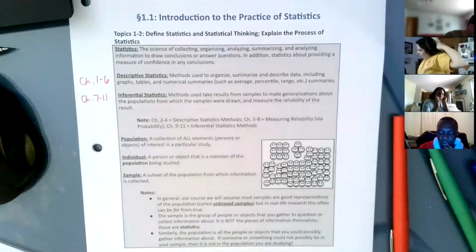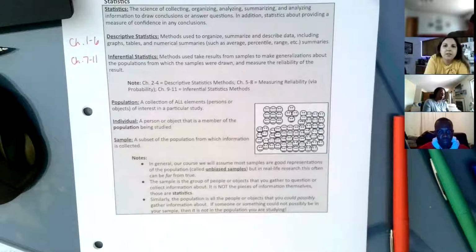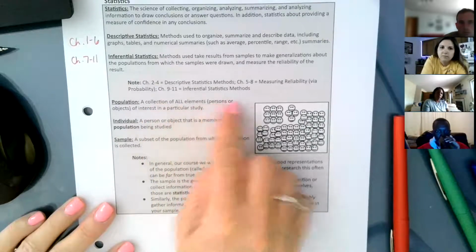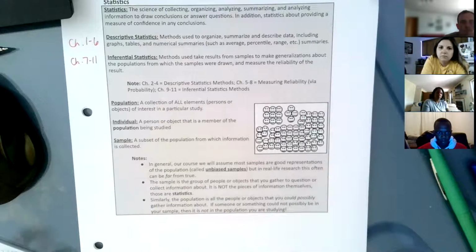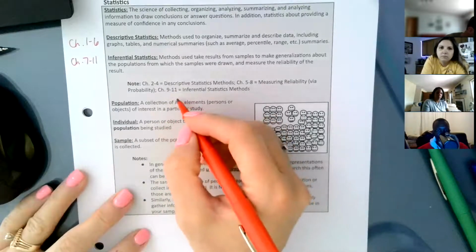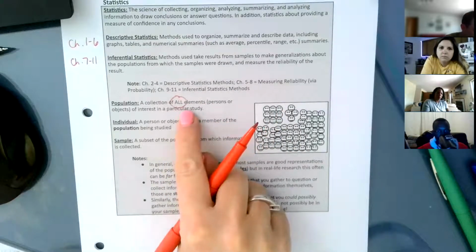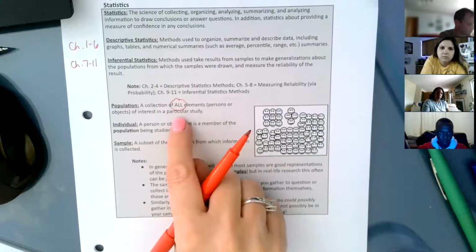So you're probably wondering, whoa, what is a population and what is a sample? When we talk about a population, we're not just talking about the population of Michigan or the population of Jackson County. We're talking about a collection of all elements, persons, or objects of interest in a particular study. That's important to remember. We only have population data if we have data from all elements. So when it asks for the population, I want you to describe what the population is and make sure you use the word all. Mrs. Main loves the word all.